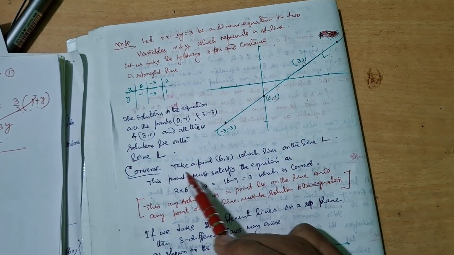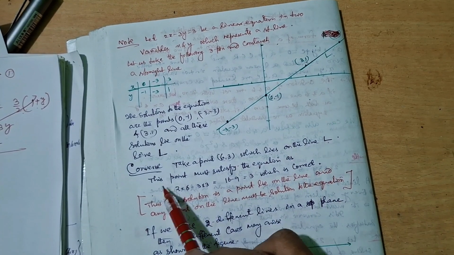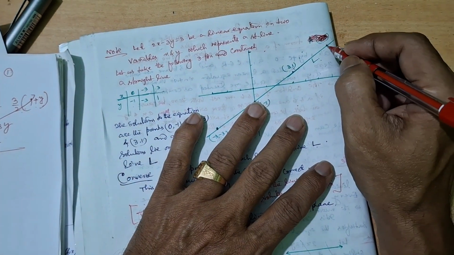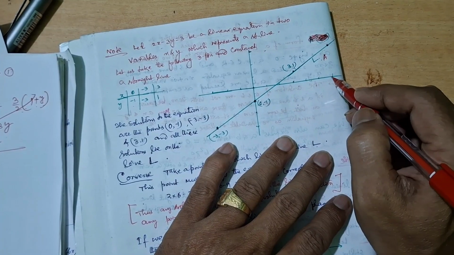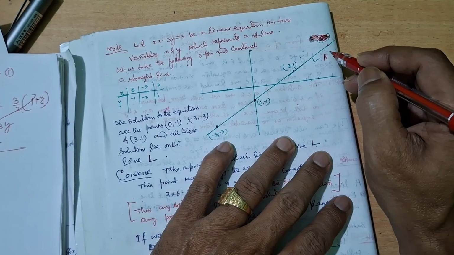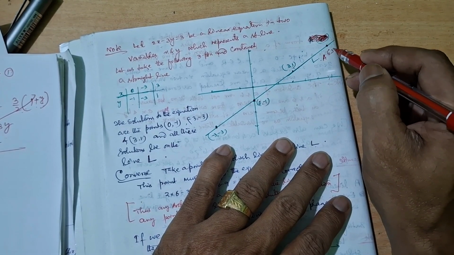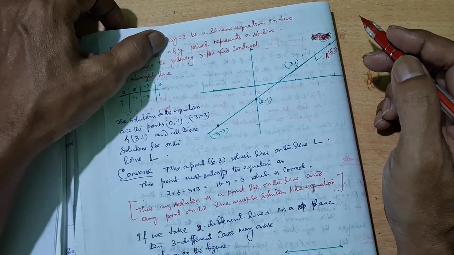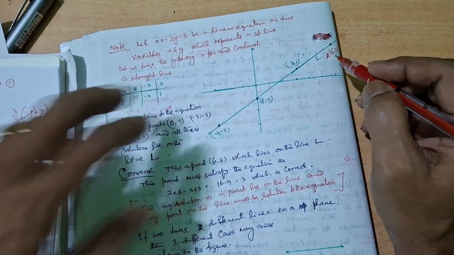Converse. Take a point (6, 3), which lies on the line L. This point must satisfy the equation. Okay, it was written. Suppose A is a point. Now, if you consider it in a graph paper, then automatically this point A will be 6 and this will be 3. So this point must satisfy this equation. Any point on this line must satisfy this equation, you verify.